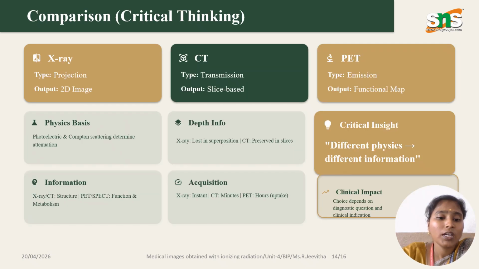Now compare. X-ray gives a 2D projection, but CT is a slice-based image. PET is a functional map. Importantly, X-ray and CT are used for structural imaging. PET and SPECT are functional imaging. Different physics, different information. So the selection depends on the clinical requirement.